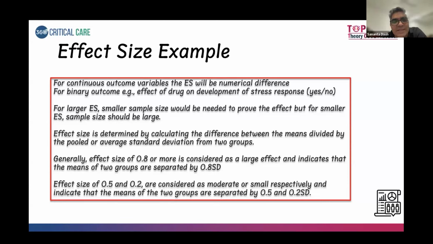For larger effect size, smaller sample size would be needed to prove the effect. But for smaller effect size, sample size should be large. So there is a problem in medical literature, in a clinical trial.